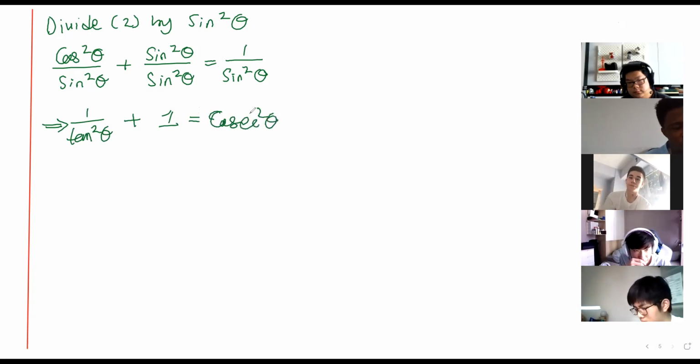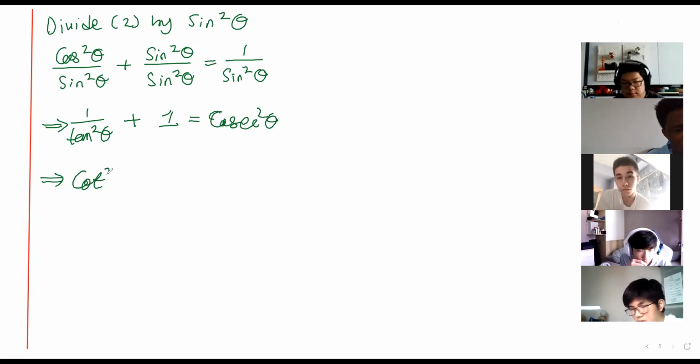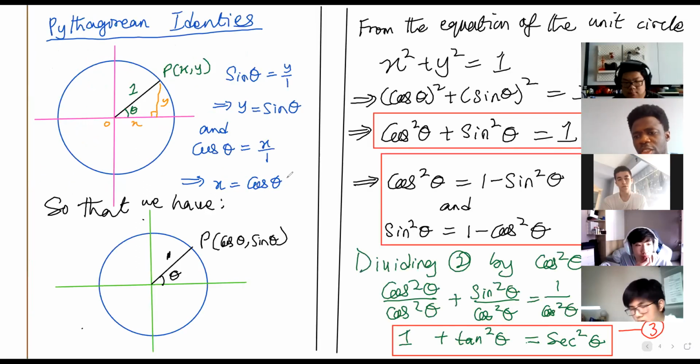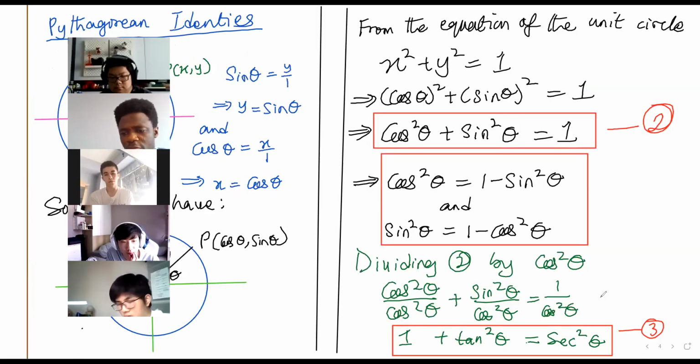Cosec squared. So again, inverse of tan is cot. So this is cot squared theta plus 1 is equal to cosec squared theta. You see, each of these 3 and 4 can also be written like 2. Just like we have the implication of 2, we can have the implication of 3, which means our tan squared is sec squared minus 1.